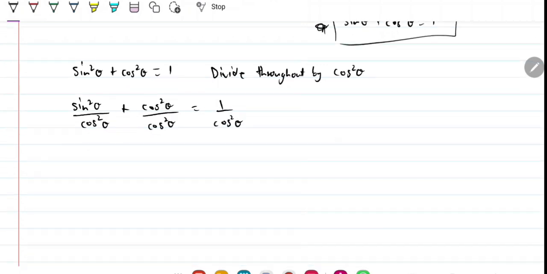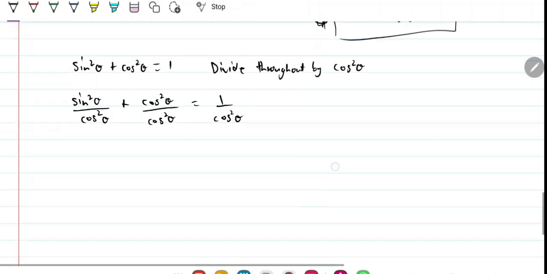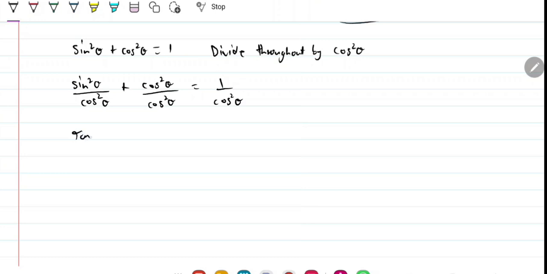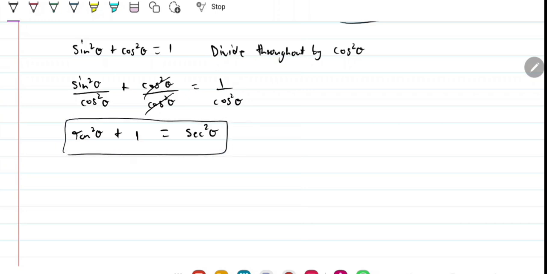Remember that sine theta over cos theta was tan theta. So sine squared theta over cos squared theta will be tan squared theta, right? That's tan squared theta plus cos squared theta over cos squared theta is 1, and that'll be equal to 1 over cos squared theta. Remember that 1 over cos was sec, right? So 1 over cos squared theta will be sec squared theta. This is another identity for you to remember.